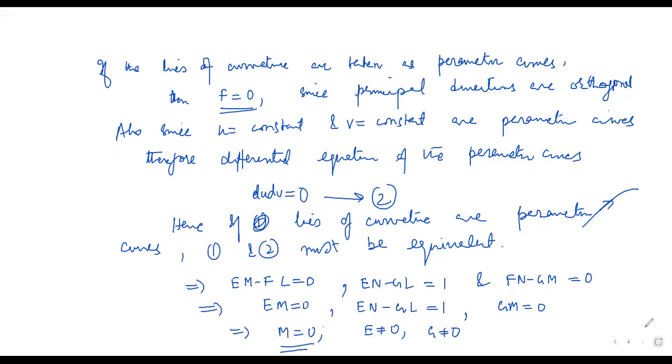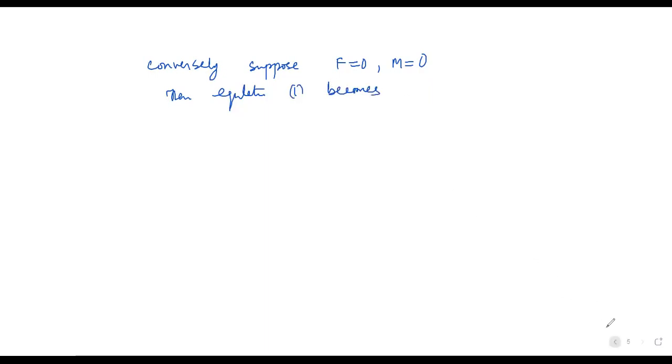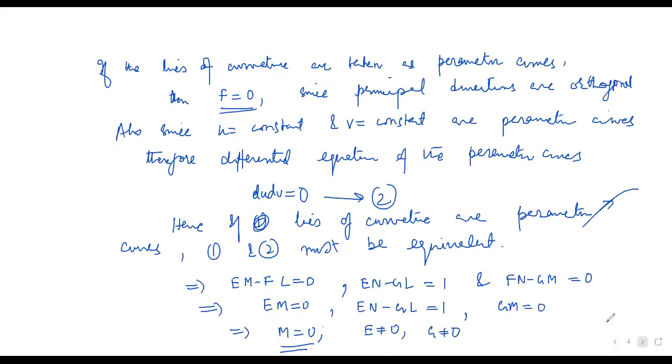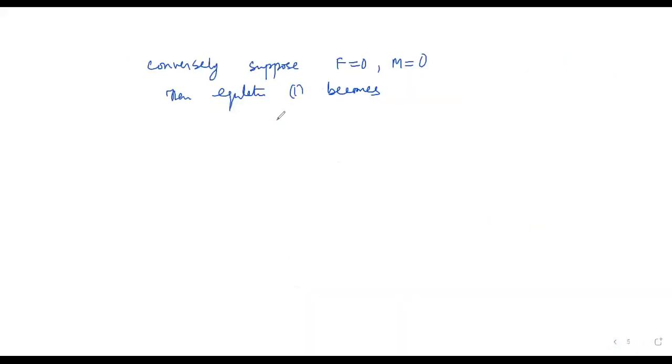Okay, now conversely, suppose that F is equal to 0 and M is equal to 0. Then equation 1 becomes, I have to show that they become parametric curves. With F and M both 0, those terms vanish entirely, and equation 1 would become (EN − GL) du dv is equal to 0.